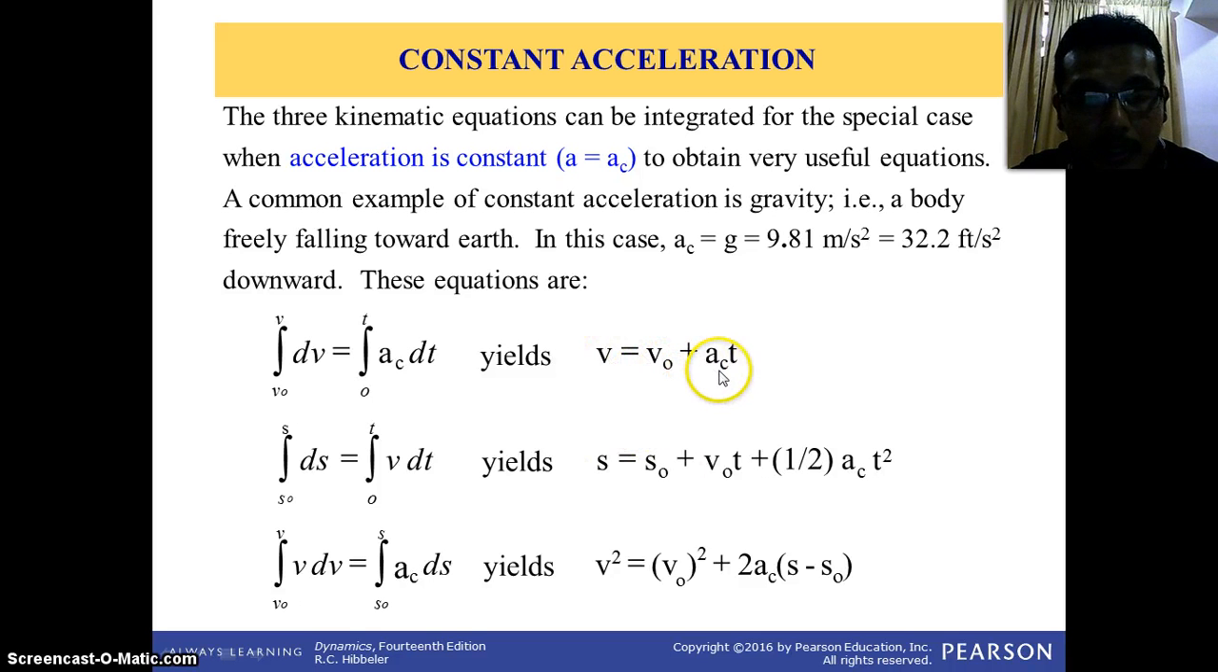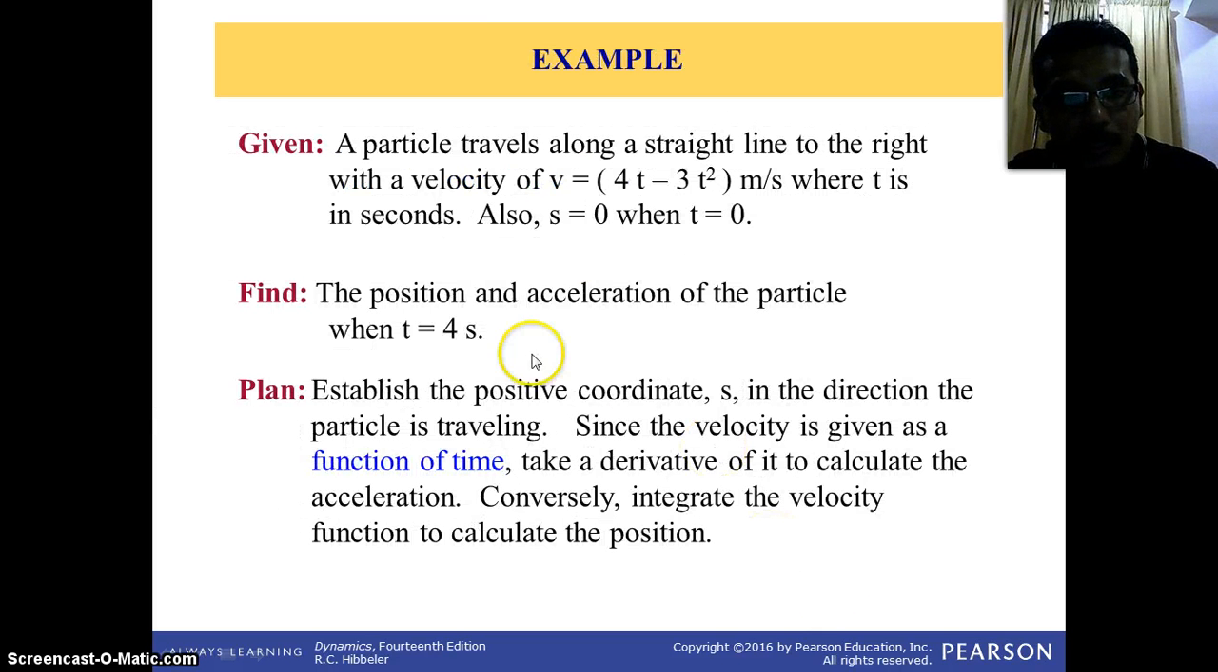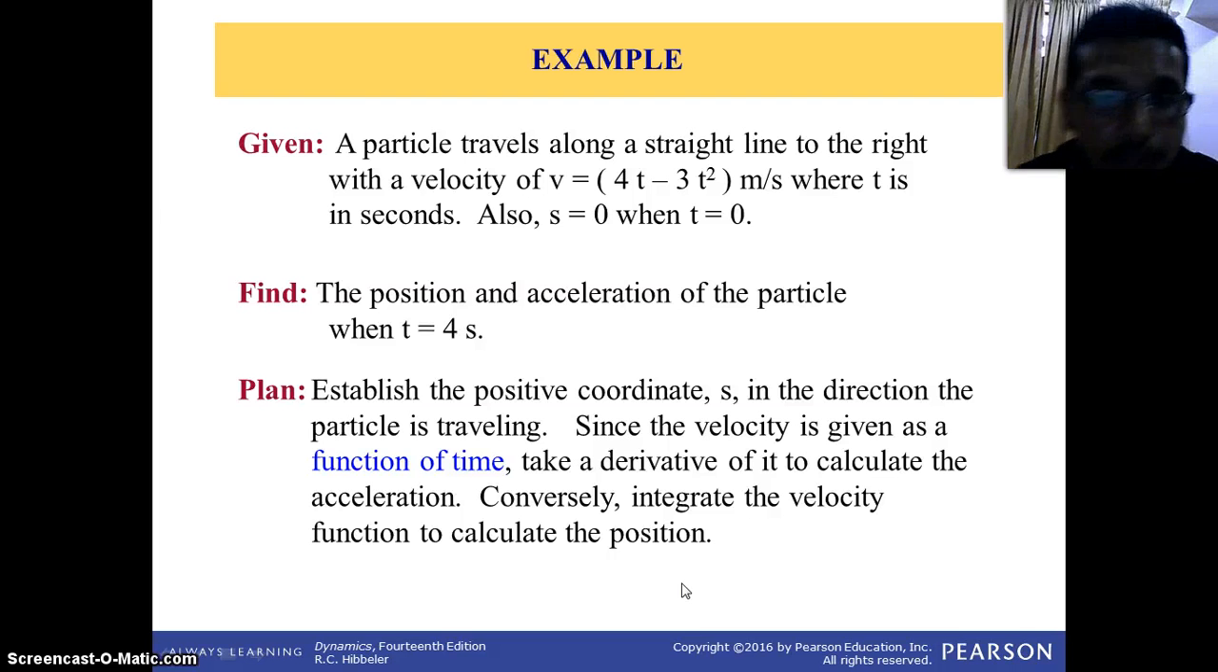v is equal to v naught plus a constant times t; s equals s naught plus v naught t plus half a constant t squared; and finally v squared is equal to v naught squared plus 2 a constant times (s minus s naught). Here is an example: a particle travels along a straight line to the right with a velocity v equal to 40 minus 3t squared meters per second, where t is in seconds, and s equals 0 when t equals 0. We want to get the position and acceleration of the particle when t is equal to 4 seconds.